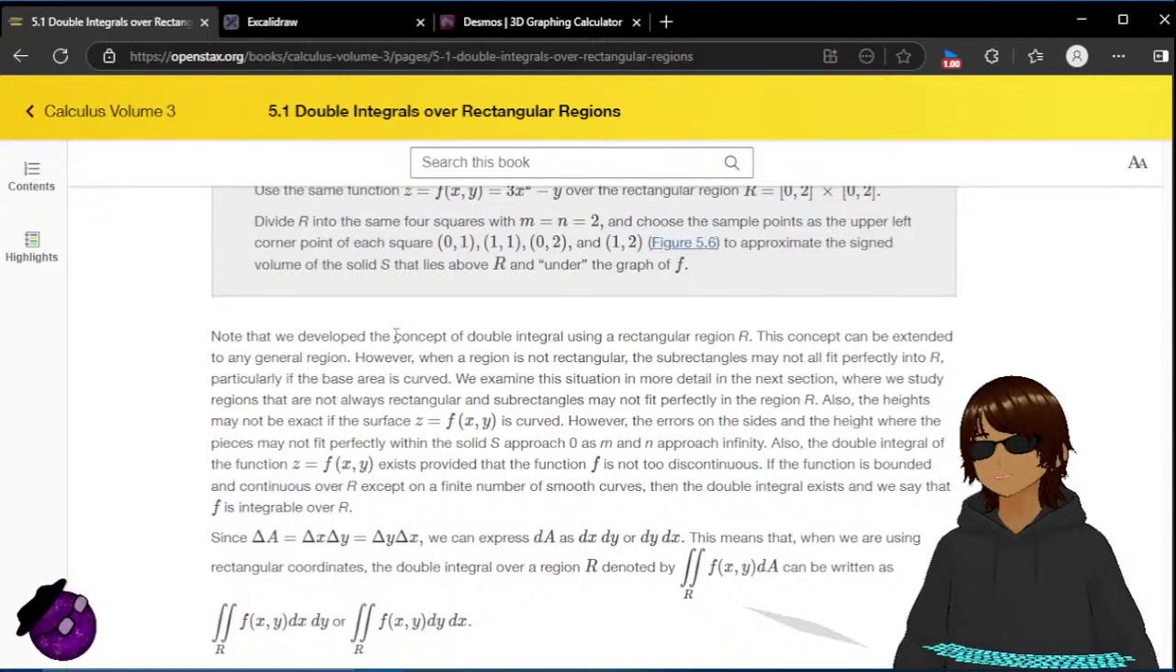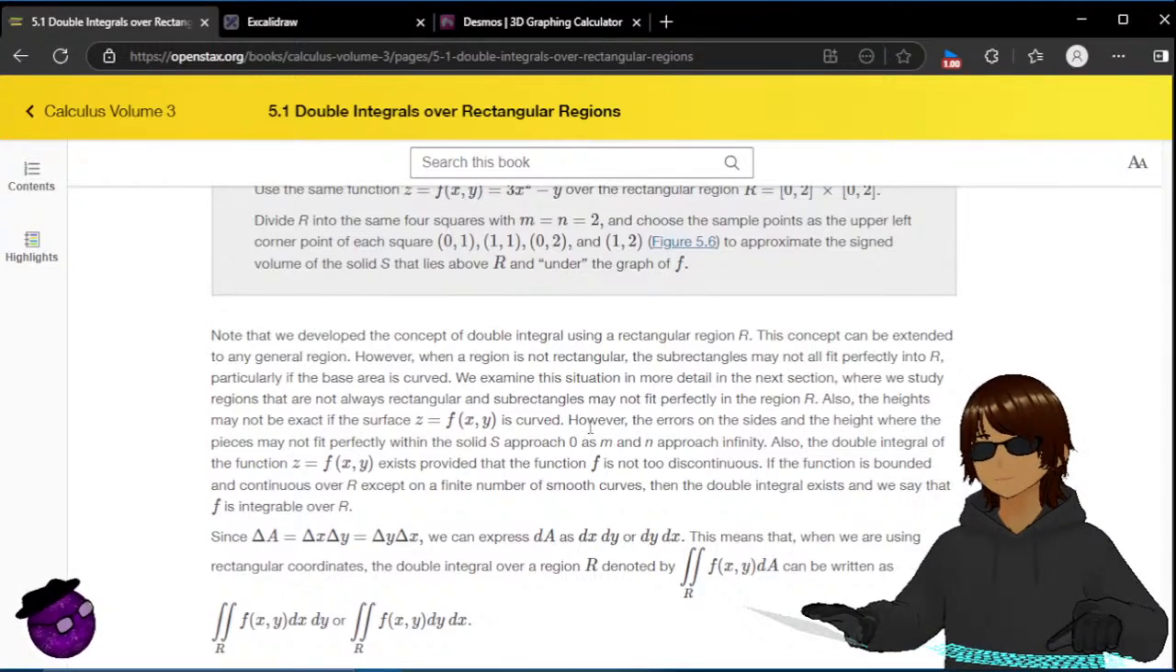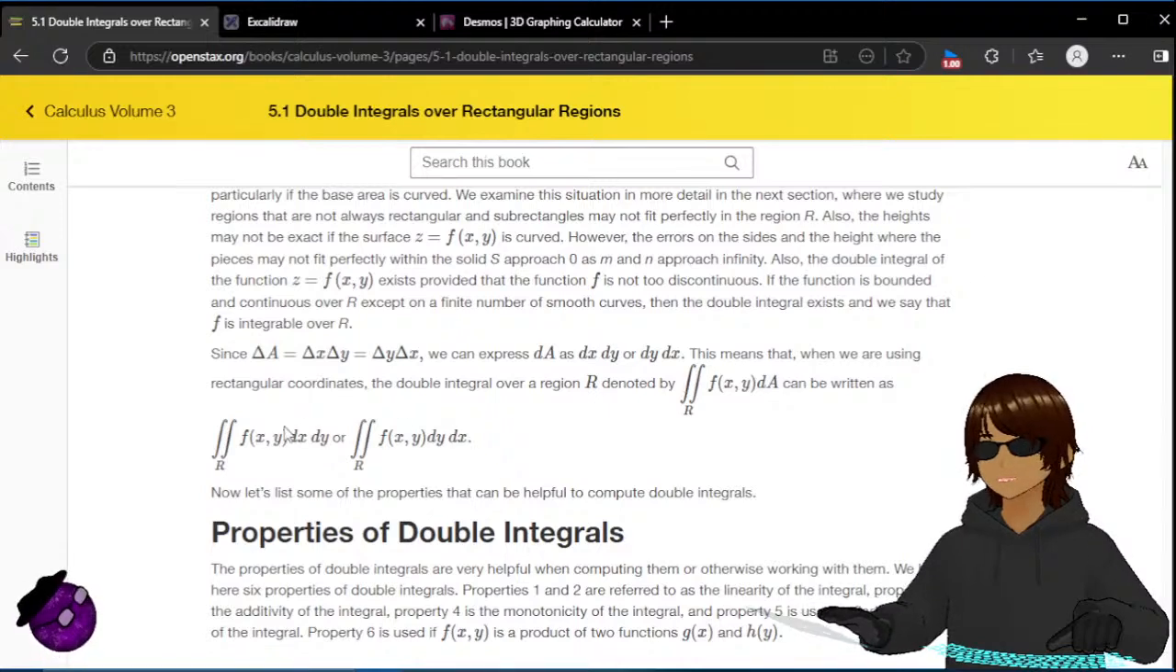Also, the heights may not be exact if the surface z equals f of x, y is curved. However, the errors on the side and the height, where the pieces may not fit perfectly within the solid S, approach 0 as m and n approach infinity. Since delta A is equal to delta x times delta y, we can express dA as dx dy or dy dx. So this can be written as integral dx dy or dy dx.